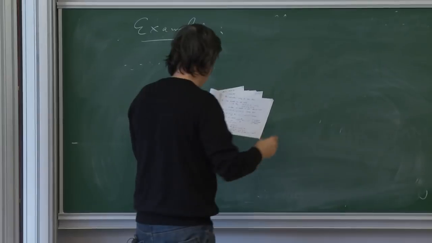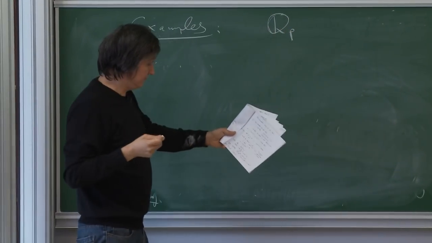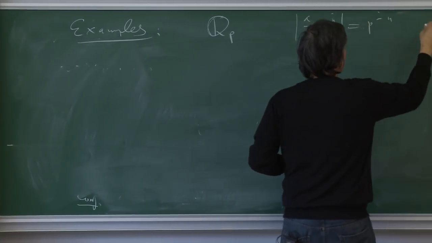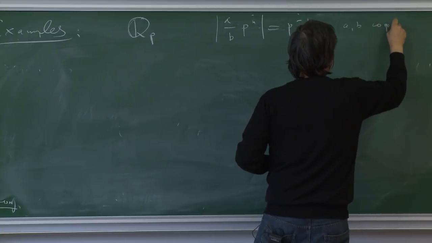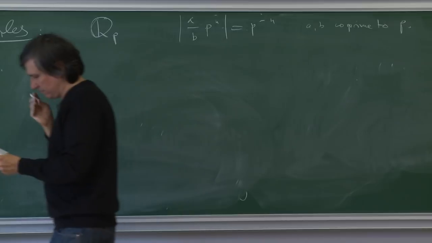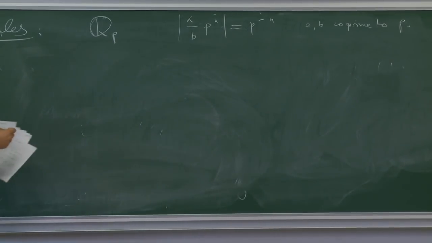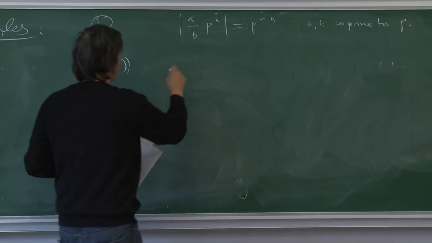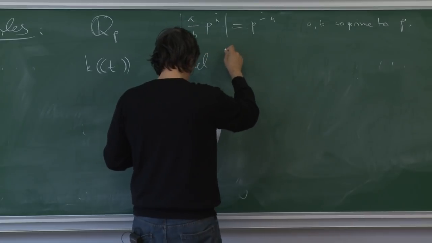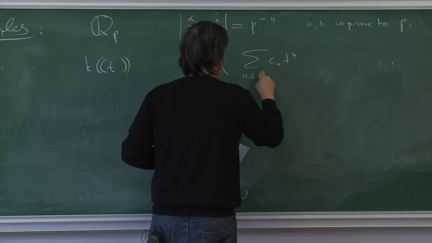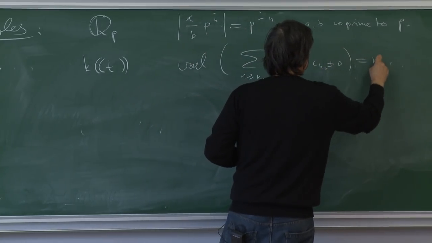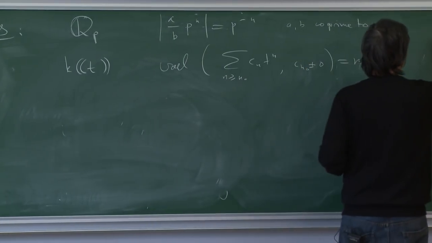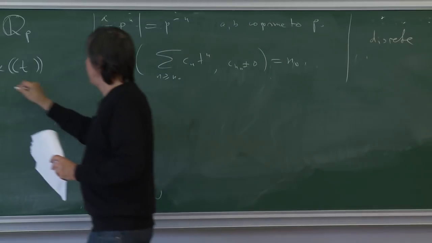So what are examples? Originally introduced for p-adic numbers: you consider rational numbers and take a completion. Or you can take Laurent series in one variable, where the valuation instead of the norm is the leading degree of the leading coefficient. That's a discrete valuation. And is there a continuous one?